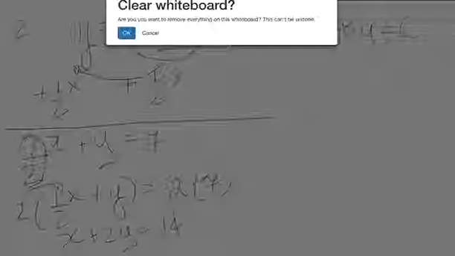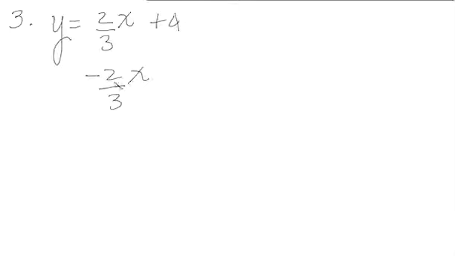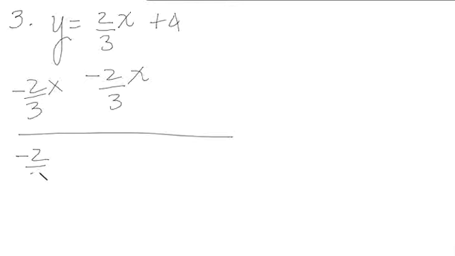All right, and let's finish up with number 3. Number 3 says y equals 2/3 x plus 4. The first step is we're going to subtract 2/3 x on both sides, and we get minus 2/3 x plus y equals 4. We're really close, but it's still not in standard form because we have negative 2/3 here, and we need that to be an integer.